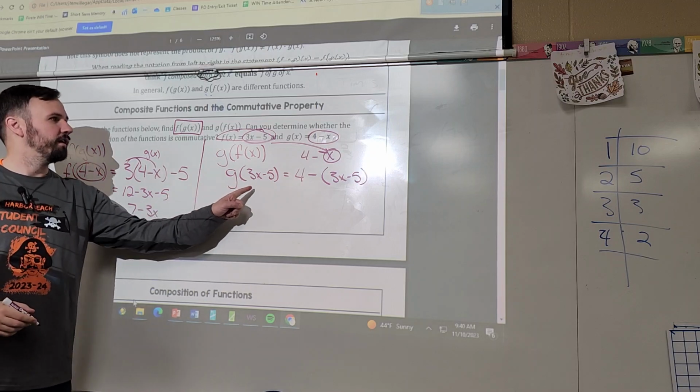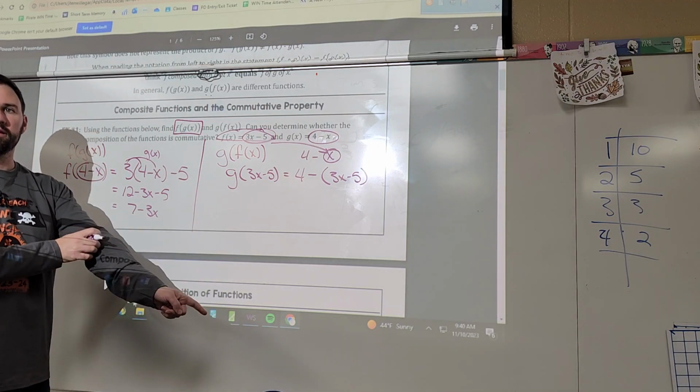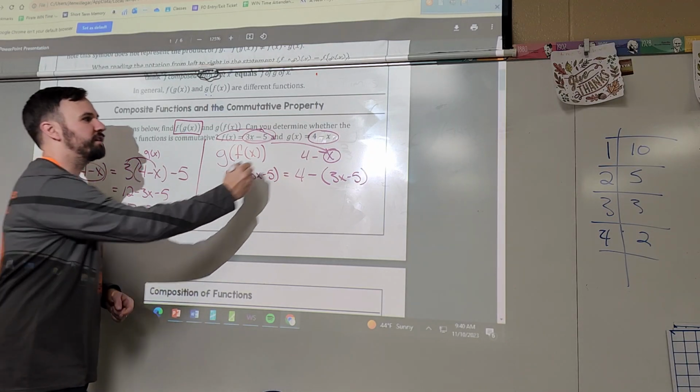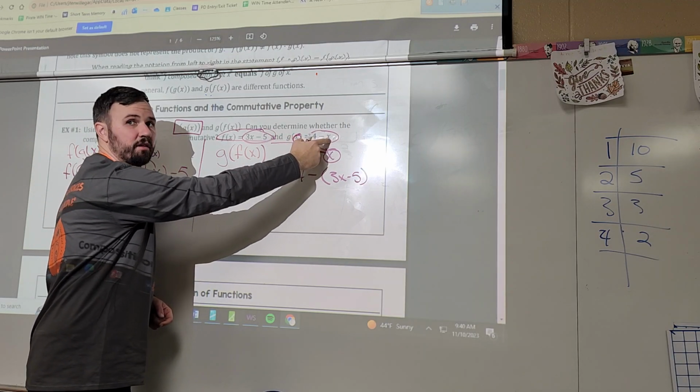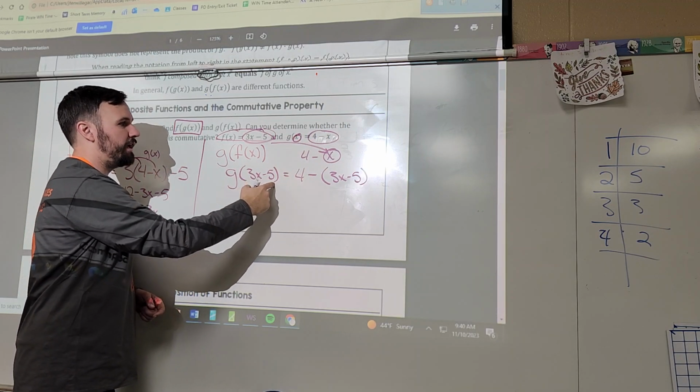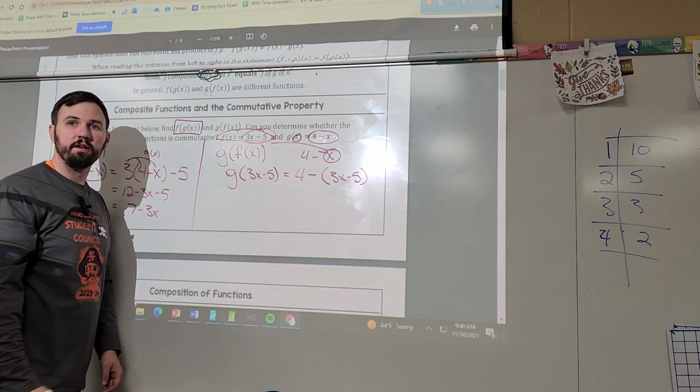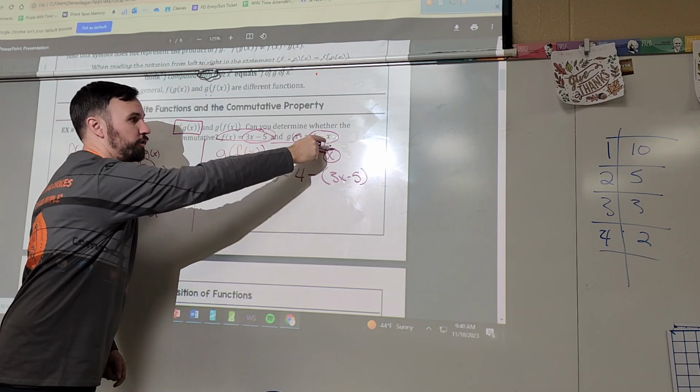Because it's g. So with the original, right? Do you see how this is g of x? So I plug in an x. Now it's g of 3x minus 5. So I plug in 3x minus 5. Whatever's in here, I plug in for my variable.